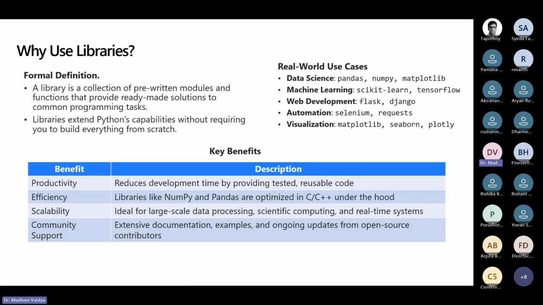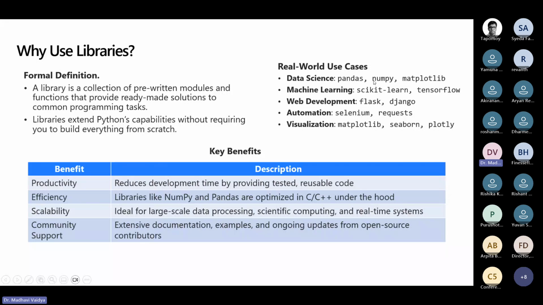What else? There are many more. Okay. For machine learning, we are using scikit-learn, TensorFlow; for web development, Flask and Django; for automation, Selenium, and requests; and for visualization, I told you matplotlib, Seaborn, Plotly, etc. Even this matplotlib can come here, visualization. Okay. And all of them, matplotlib, Seaborn, Plotly, would go here in data science.